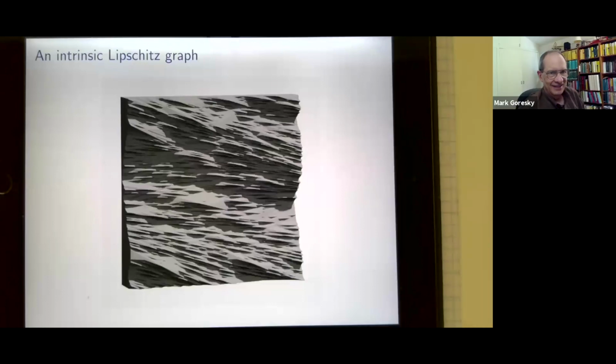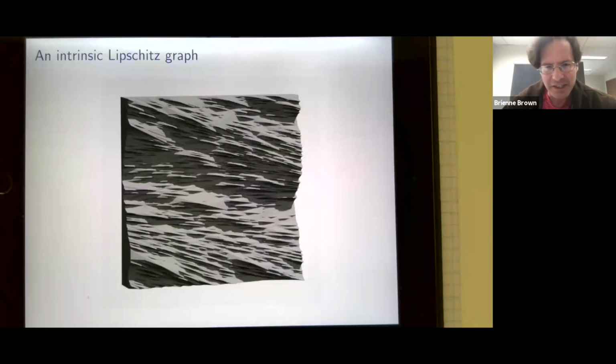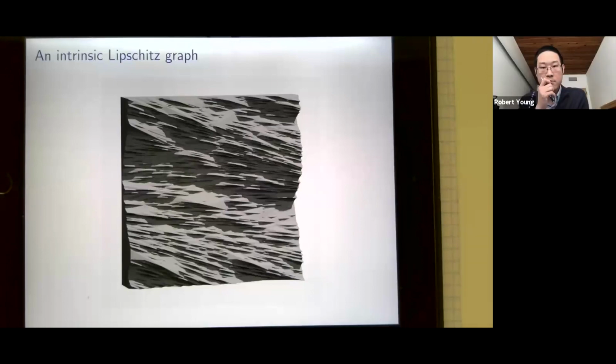Yes, go ahead. Robert, I'm curious, there are these other nilpotent groups that are based on the quaternions, like the boundary of quaternionic hyperbolic space minus a point. Have you thought about what happens for those things?